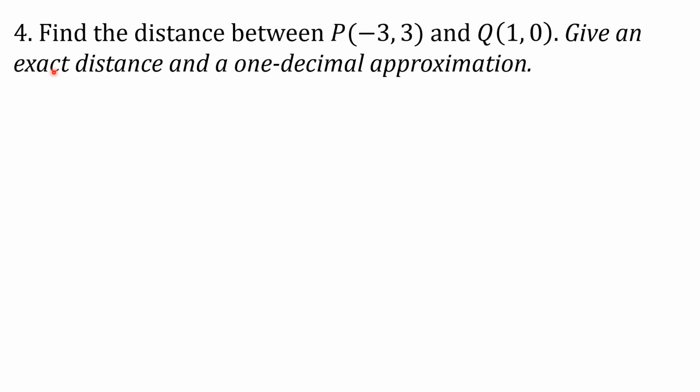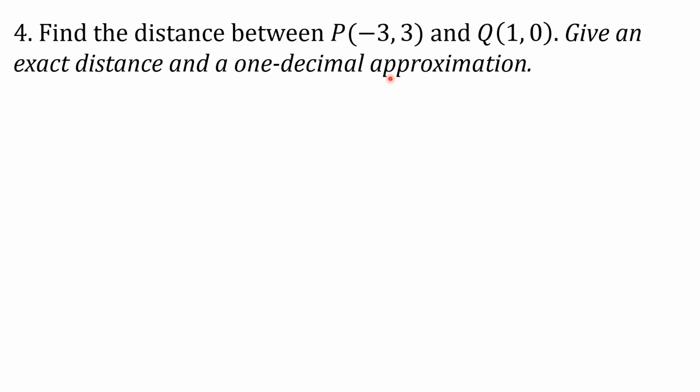Sometimes you'll end up with a perfect square, like square root of 16, and that'll work out easily. But sometimes you might end up with something like square root of 15 that isn't a perfect square and doesn't simplify. We're supposed to give an exact distance as well as a 1 decimal approximation. So we're going to need our calculator on this one. If you haven't gotten your calculator out yet, now would be the time to pause the video and grab that.